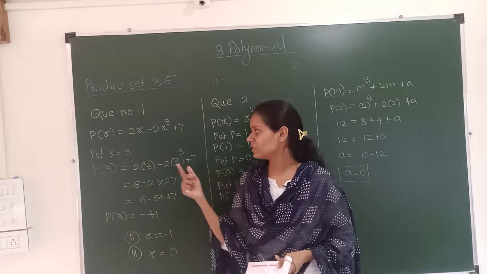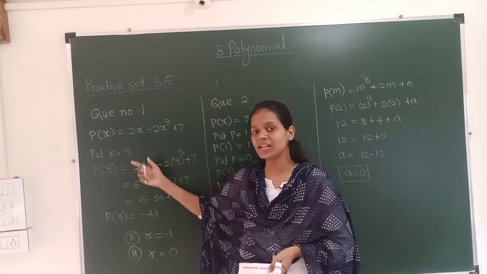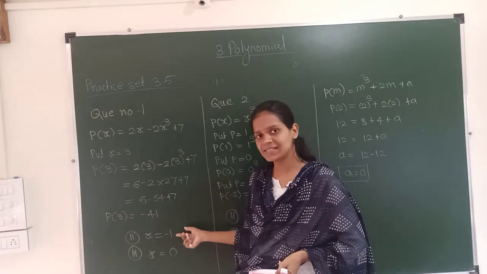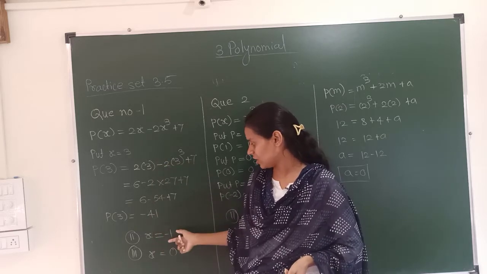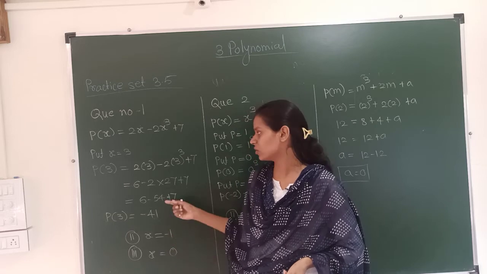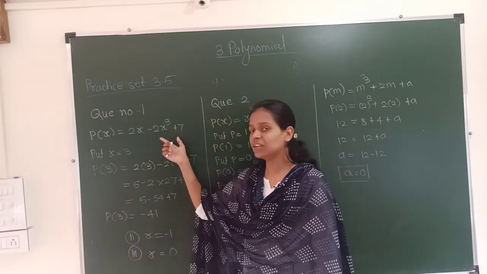I am going to solve the first question, that is put x is equal to 3 while value of x is 3. Then you can solve simultaneously. You can put the same in the same polynomial, value of x is minus 1 and x is 0, and you can solve it. Okay, so put x is equal to 3 in the given polynomial.